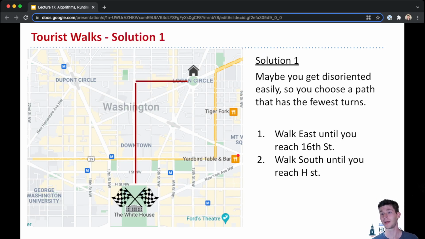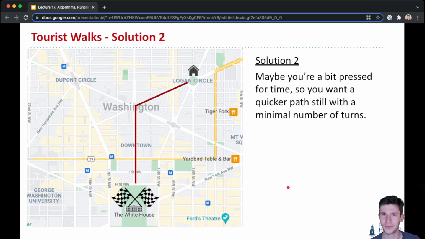Here's one potential path. Let's say that you tend to get disoriented easily. You're not good with your directions, and so you want to pick a path that is as simple as possible. So just one turn that you have to remember. You start from Logan Circle, you walk all the way west, and then you walk until you hit, I believe this is 16th Street here. And you turn left on 16th and you walk straight down right to the front of the White House. So that is one possible solution.